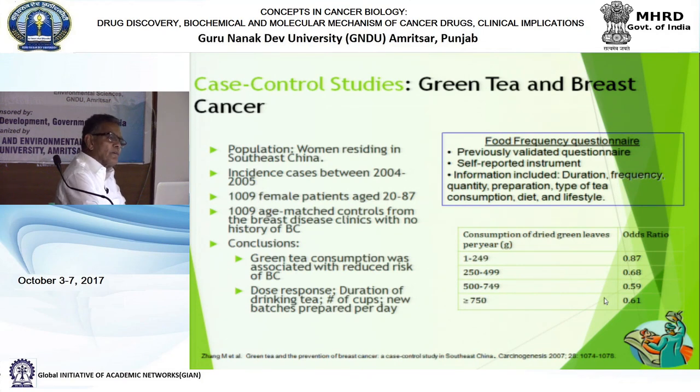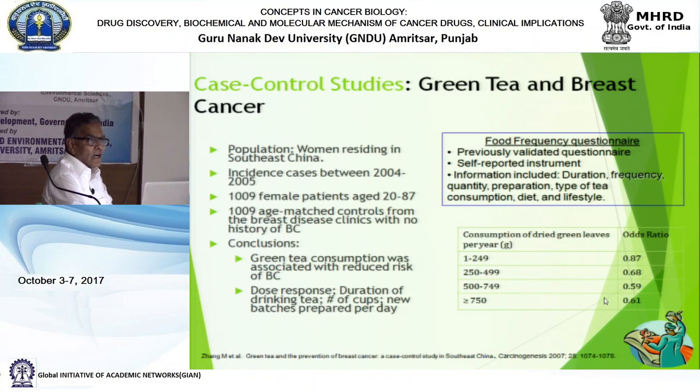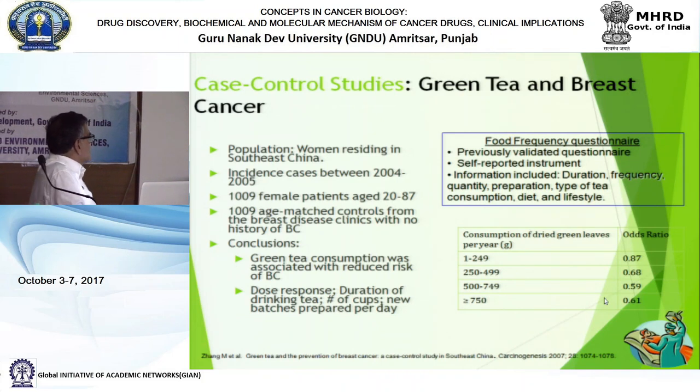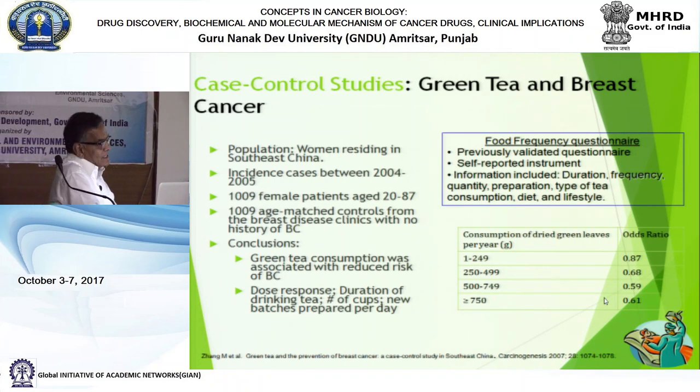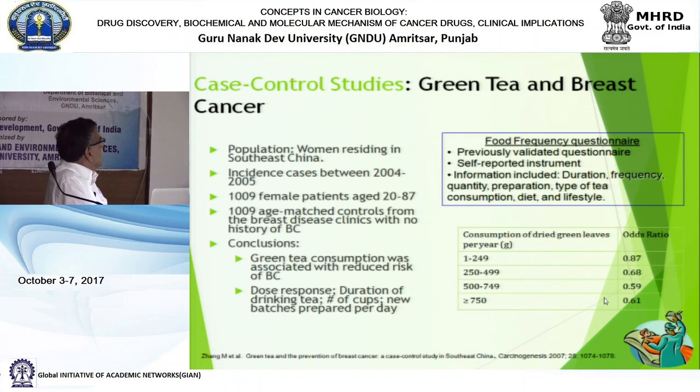How many times will poor people use the same green tea, boil it 5 times? Well, the very rich people will just do it 1 time and throw it out. So they get more EGCG, epigallocatechin gallate, than people who are poor, right? So those things are not considered in all this kind of studies. So if you look at the odds ratio, I want to show this slide for odds ratio. When you have more consumption, your odds ratio is better. So that means it's protecting. That's the data. That's how they correlate the data.